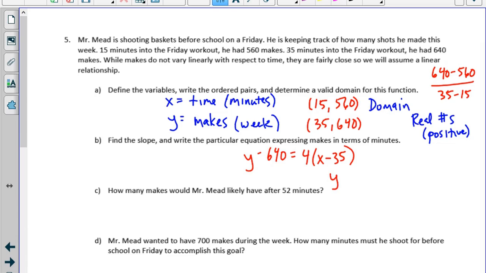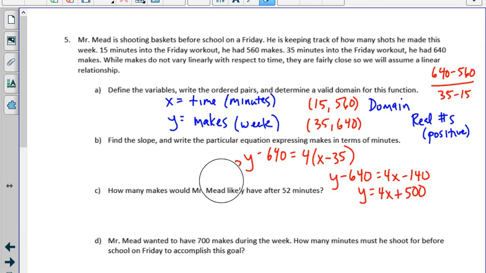So I distribute, I get y minus 640 equals 4x minus 140, and add 640 over, I get y equals 4x plus 500. I know that's something that shows up later, but kind of flows from what we're doing in part B. So that means my y-intercept is 500, and we'll talk about that in a minute. So in part B, it asks for a particular equation. I do not have to write the slope-intercept form unless it tells me to. I can write the form in point slope or standard or whatever's easiest to do.